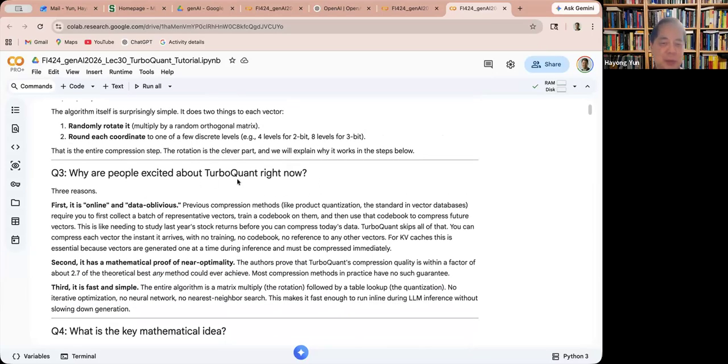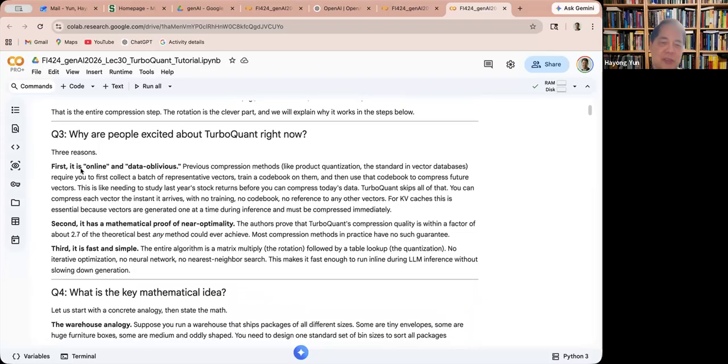Why are people excited about TurboQuant right now? Well, three reasons. First, it's online and data oblivious, meaning the previous compressions needed you to first collect a batch of sample vectors, train a codebook on them, and then use that codebook to compress further vectors. It's like needing to study last year's stock returns before you can compress today's data. TurboQuant basically skips all that. You can just compress each vector at the instant it arrives. No training, no codebook, no reference.